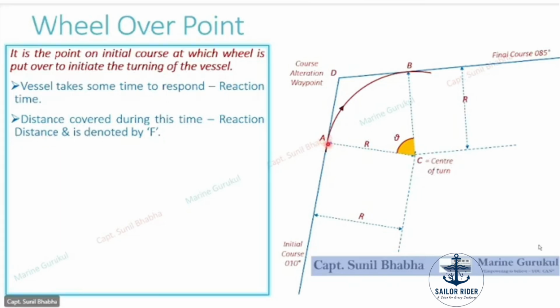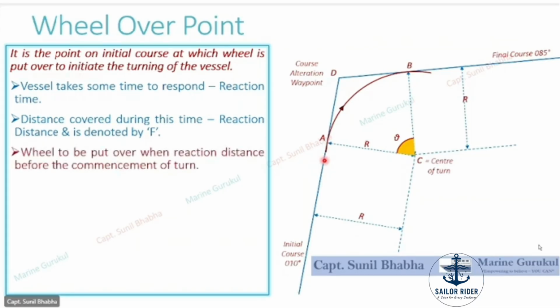So if you want your ship to start making the alteration at point alpha, the helm order needs to be given a reaction distance before reaching point alpha. So the wheel is to be put over when the vessel is a reaction distance away before reaching point alpha. Let us assume for this particular ship, this much is the reaction distance. You can see this green color line showing the reaction distance for this vessel. The point at the end of this reaction distance, represented by W, is our wheel over point.